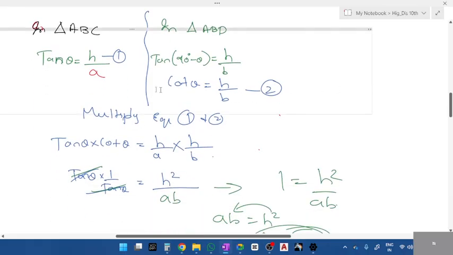Fine. Here we don't have the values given, so you can't substitute. Instead of substitution, we use this one multiplication. You multiply equation 1 and equation 2.